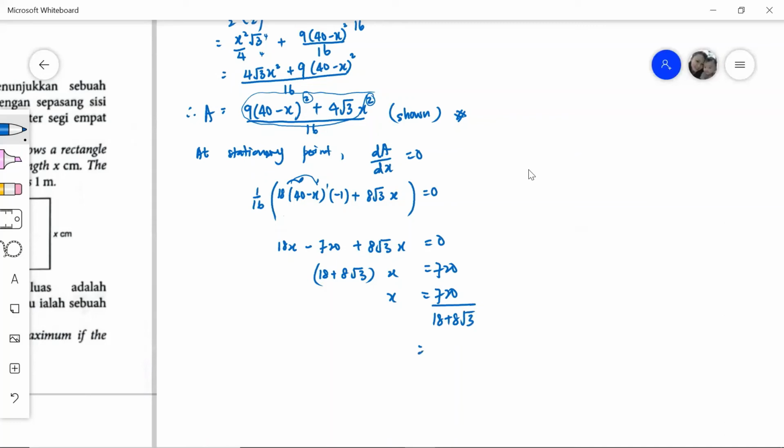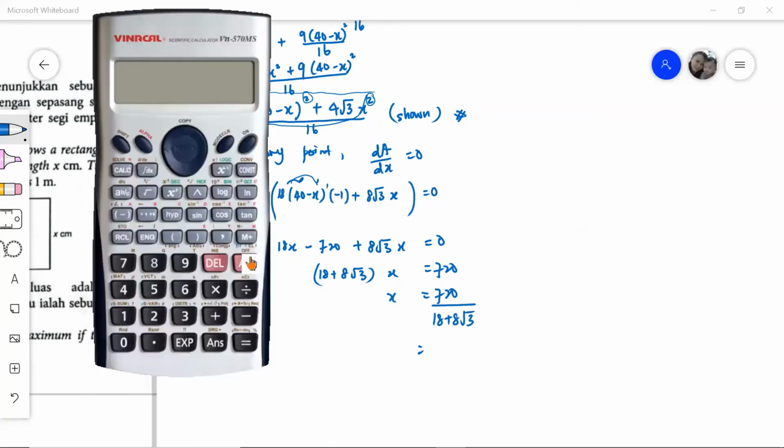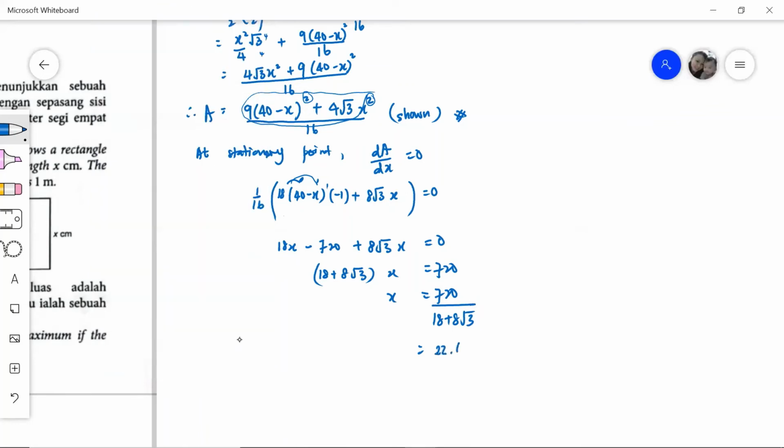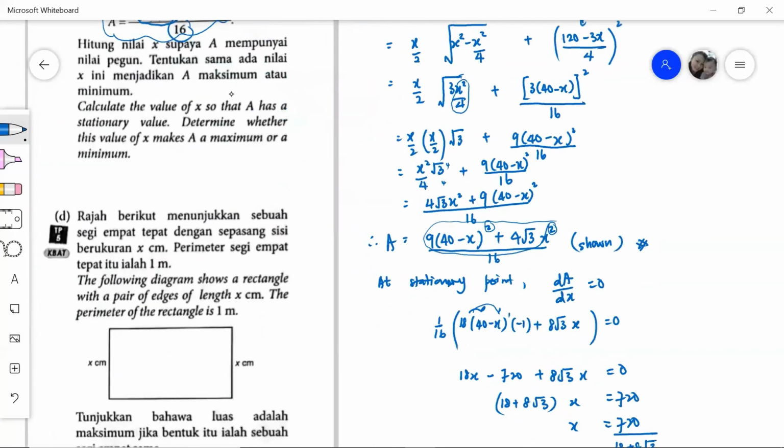So with the help of calculator, okay, so we have 720 divided by 18 plus 8 sin 3. So we got 22.6. So we found x to be 22.6. So the question is looking for, find the x so that A has a stationary value. So we found x, and we're going to determine whether this value of x makes A a maximum or minimum.